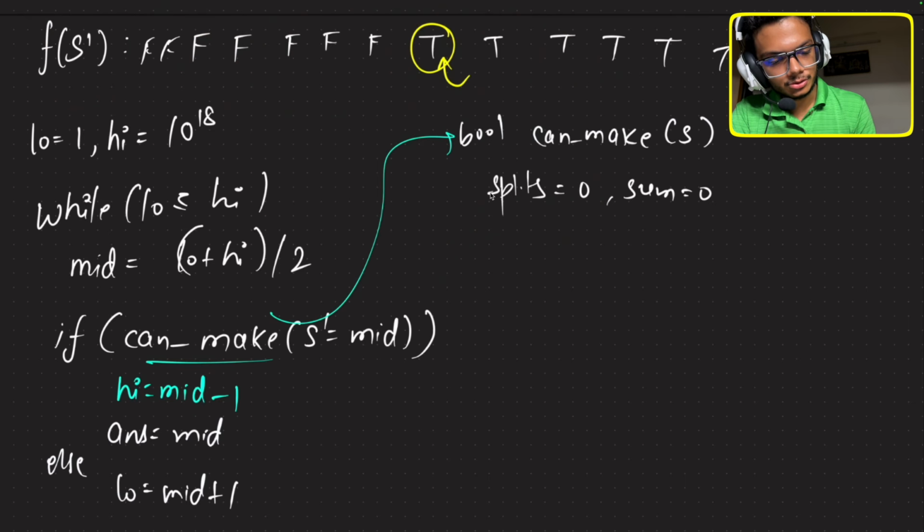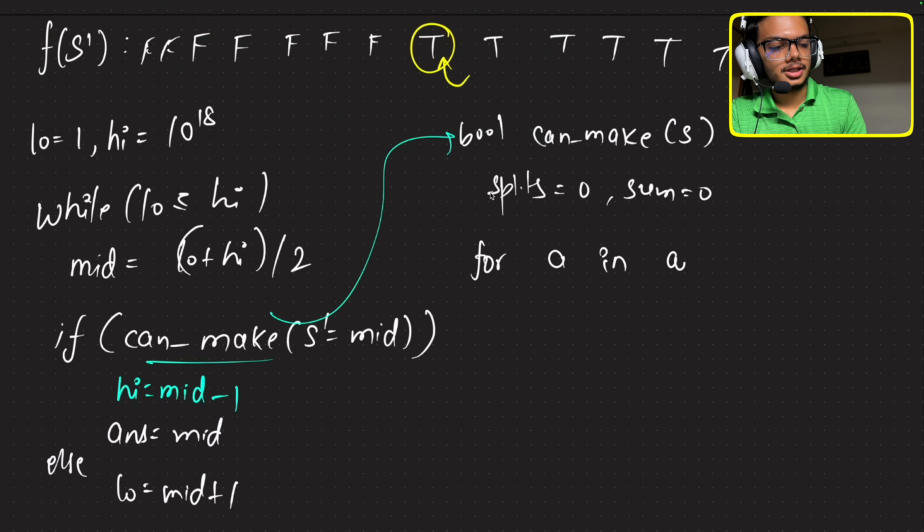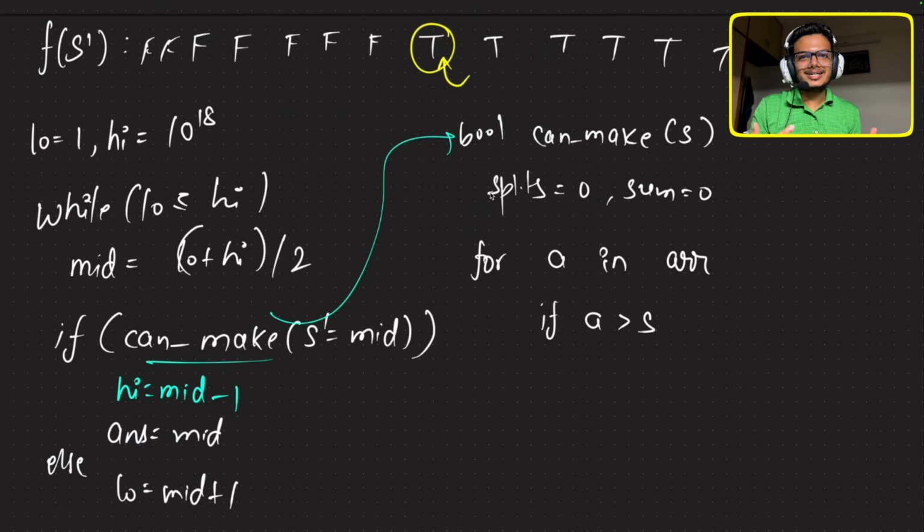And I'll go through individual array elements, for a in ARR. The first thing is, if this a itself is greater than s', then you can definitely not have k splits with individual sums not exceeding s', because if an individual value is greater than s', you can definitely not have it.